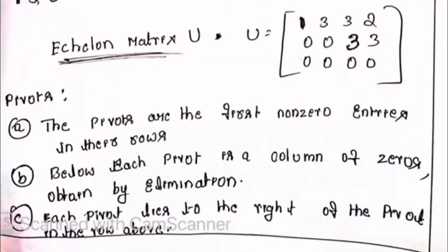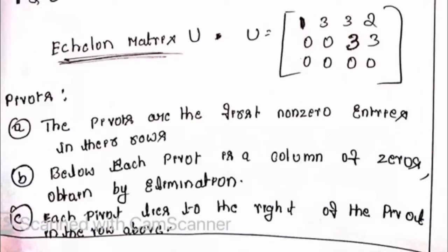The pivots are the first non-zero entries in their rows. So this is a pivot. This is the first non-zero entry in the second row. This is the pivot. This is the first non-zero entry in the row. Below each pivot is a column of zeros obtained by elimination. So each pivot below that, everything should be 0. Below this pivot, we have a 0.